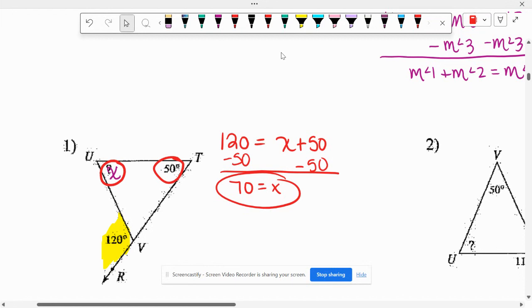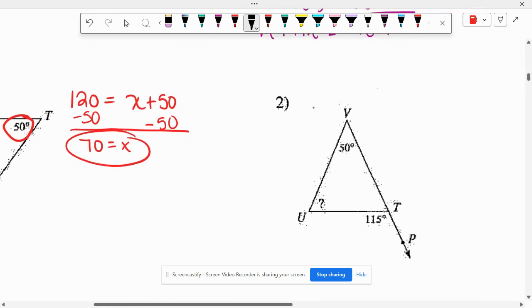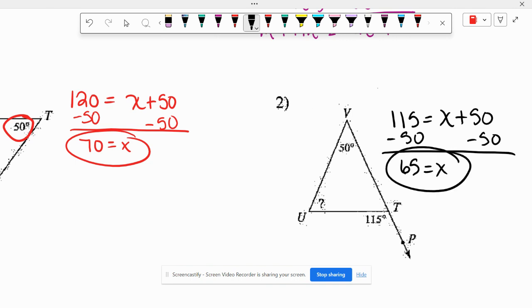So who feels like they can set up number 2? Paula, you got it? Okay. Jimmy, do any highlighting or anything? Yeah, 115 equals x plus 50. So 65 equals x. How do we feel about that?